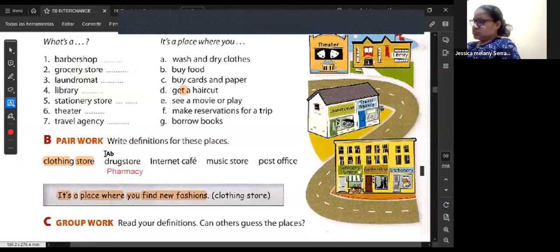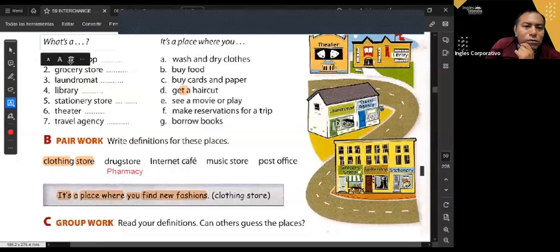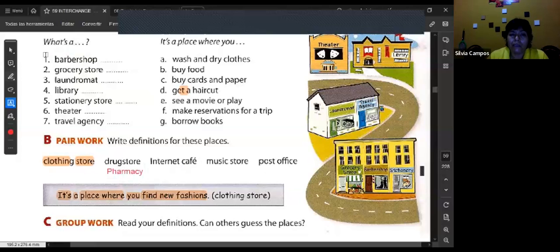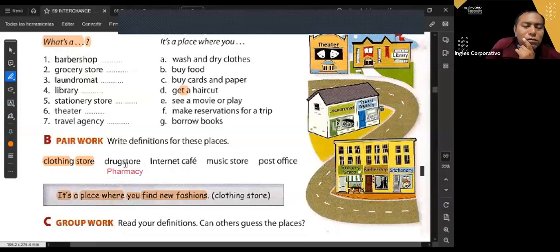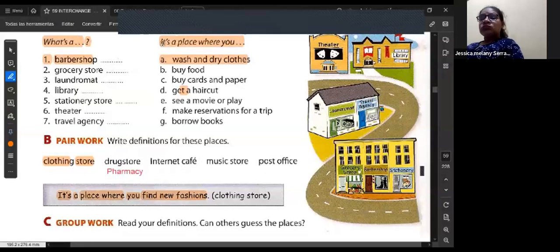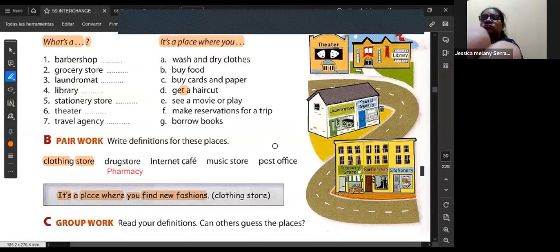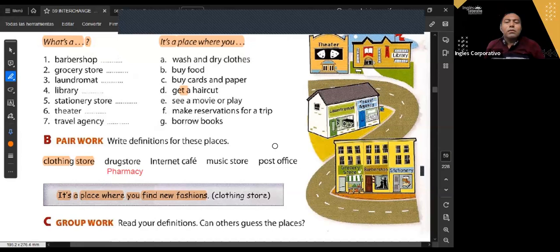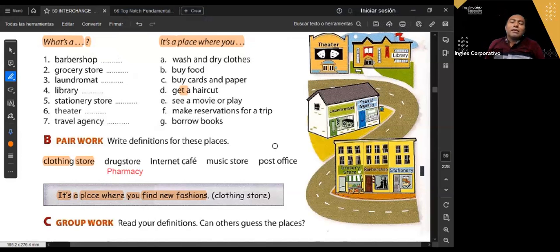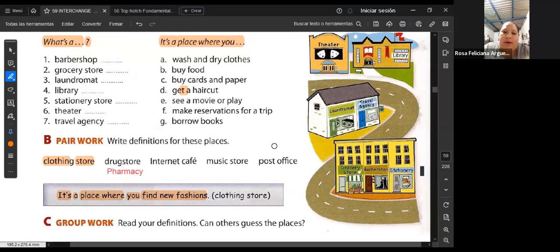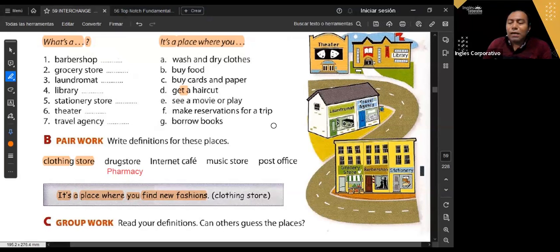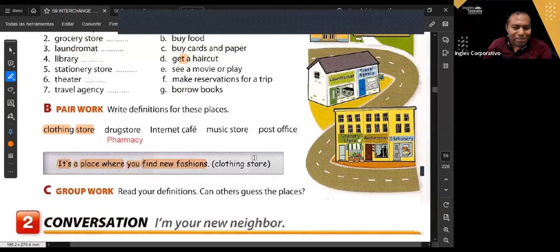Now, what's a drugstore? Tell me, what's a drugstore? What's a drugstore? It's a place where you... What can you do in a pharmacy? What can you do in a drugstore? It's a place where you what? What do you do in a drugstore? It's a place where you... What do you do in the drugstore? Buy the medicine. Buy medicine. Yes, buy medicines, right? In English. Okay, very good.